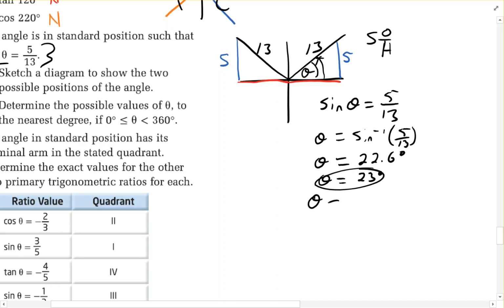The other possible value, though, is going to be this one from there to there. The way we figure that out is by knowing that our other reference angle is going to be the same, 23 degrees. So I just have to go 180 minus that reference angle, so 180 minus 23 degrees. So the other angle is going to be 157 degrees.